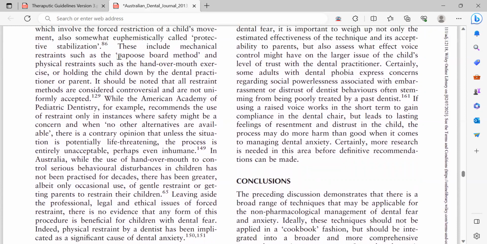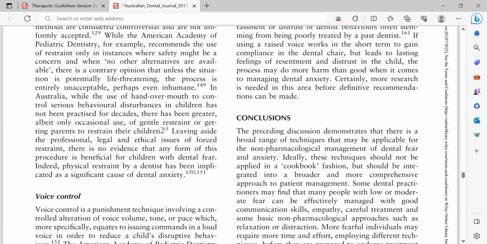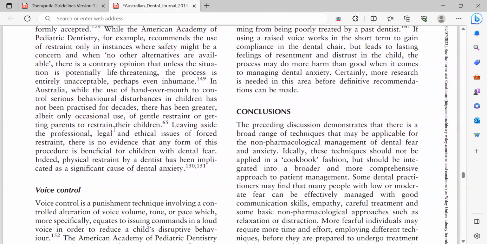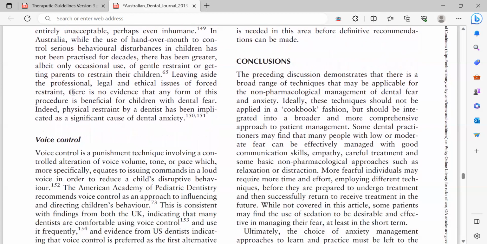There is something called the Papoose board method, and physical restraints such as hand over mouth exercise or holding the chest down by the dental practitioner or the parent. But this is just the last resort. We cannot use them casually, because if you use them in today's appointment, it would bring very bad memories in their thoughts, and they would never come back to you. So that is the thing.